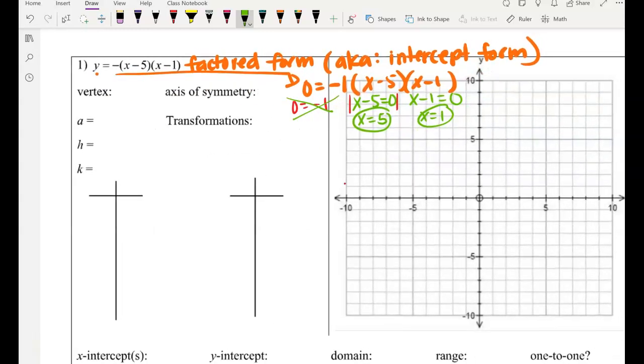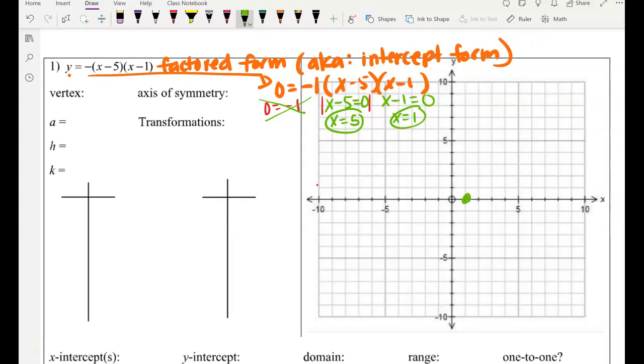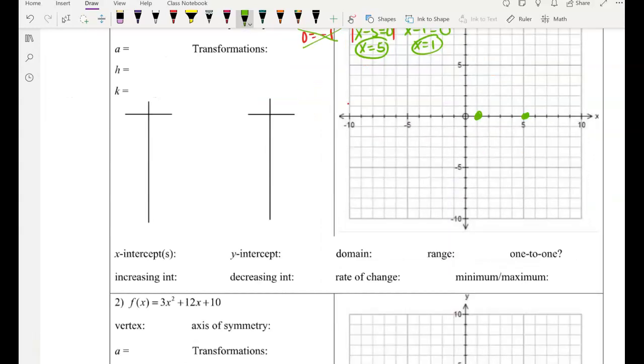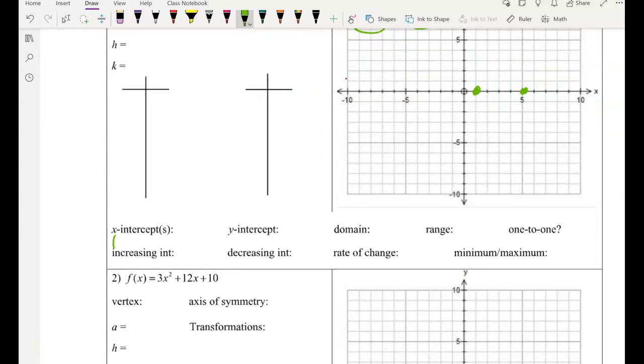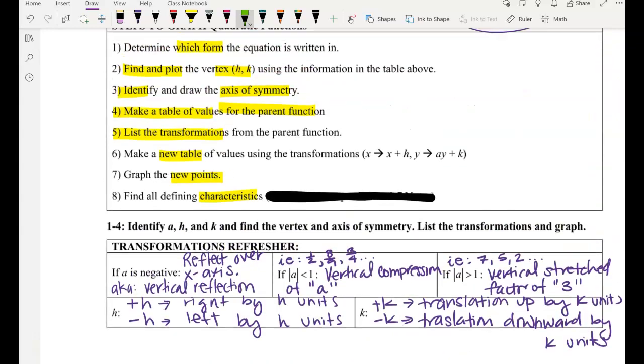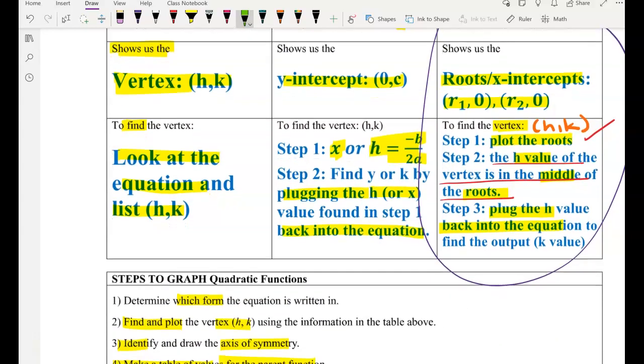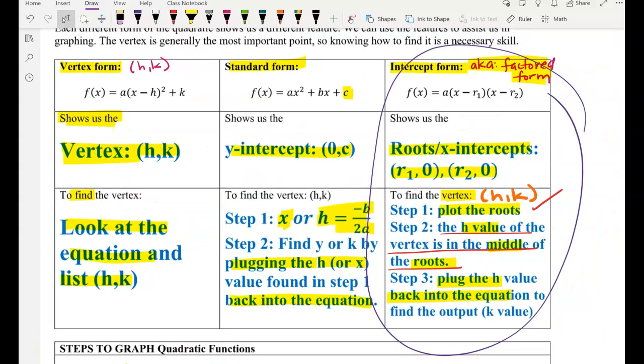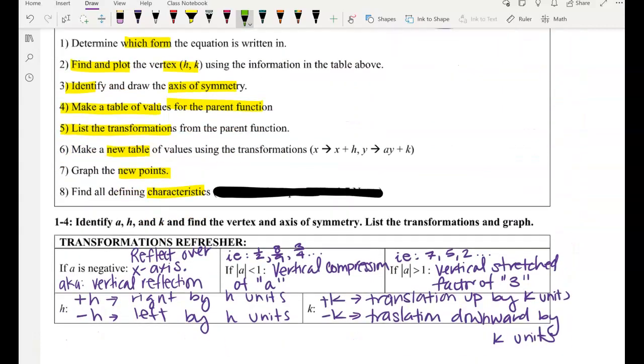So that means we have two x-intercepts at 5 and at 1. Let's plot that immediately. So here's 1. Here's 5. We also should go and fill out the answer. So 1 comma 0, always write it as an ordered pair, 5 comma 0. Now, according to our chart above, if you have the intercept form, aka factor form, students, you first plot the root, checked. Now we want to find the k. Remember, the h value is in the middle of the root. Once we have the h value, we plug it in to get your k value.